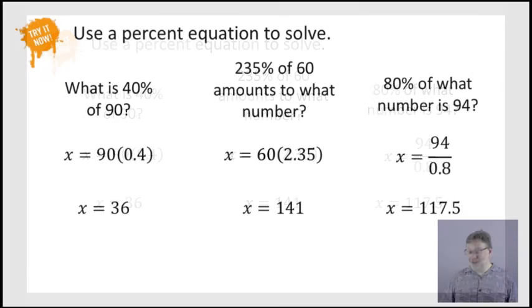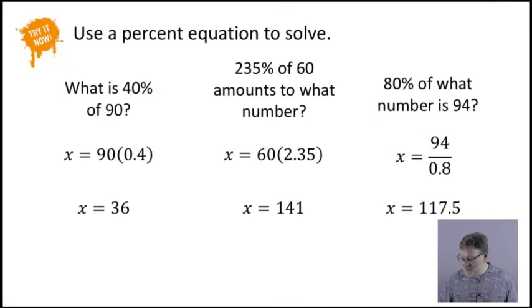Welcome back. Let's take a look at each one of these examples here. What is 40% of 90? We know the rate and we know the base. We're trying to find the portion. The way that we find the portion is to multiply the rate and the base together. Again, converting the rate into a non-percentage of 0.4. 90 times 0.4 is simply 36.